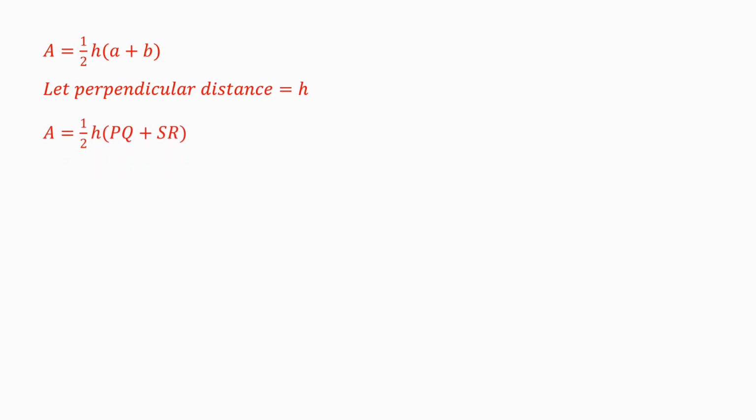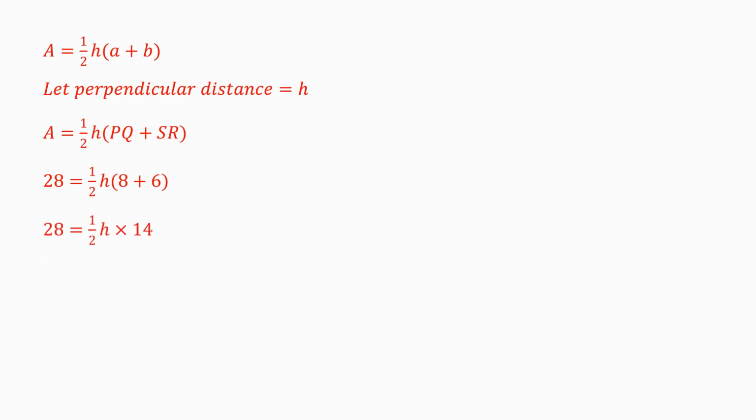It is equal to a half h into a plus b. Then we shall let the perpendicular distance of interest equal h. Therefore, our area is a half h into PQ plus SR. We substitute, we have 28 is equal to a half h into 8 plus 6.